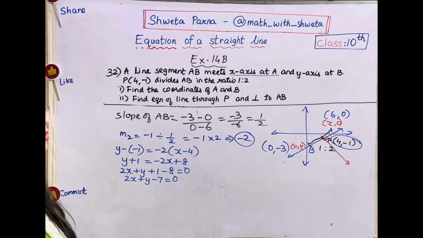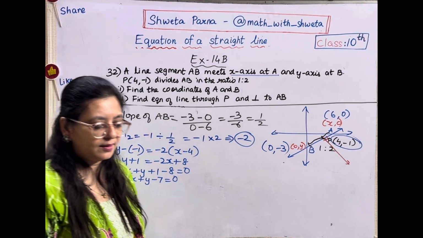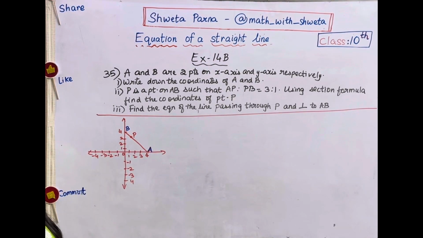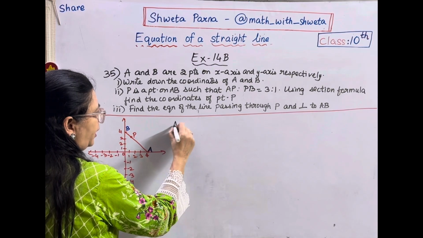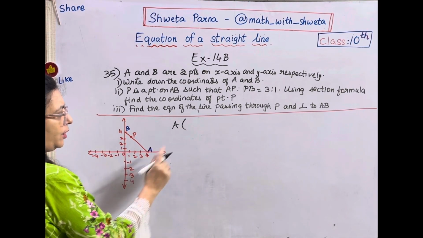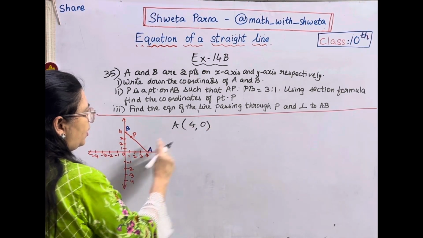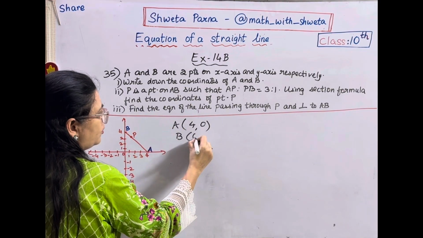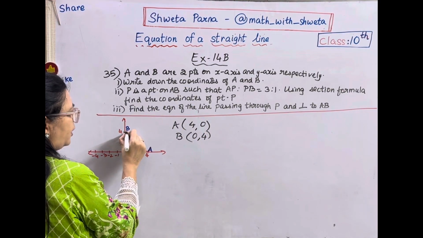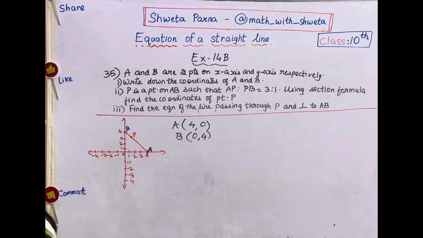Let's go to the last question of this exercise. Let's read question number 35. A and B are 2 points on the x-axis. So what are the coordinates for point A? X-axis, so it is 4, 0. And B on the y-axis, so the coordinate would be 0 and 4 because it's bisecting this. Write down the coordinates of AB. I have written it.